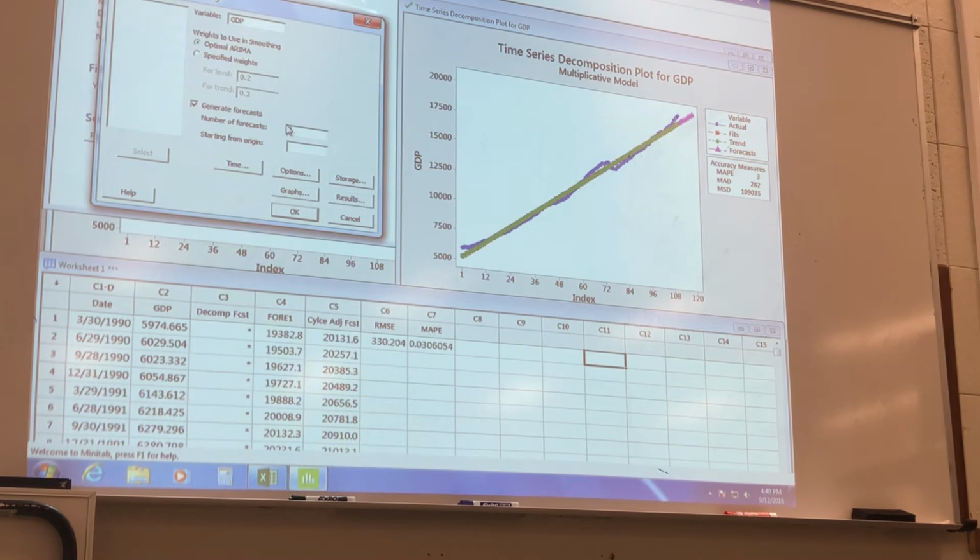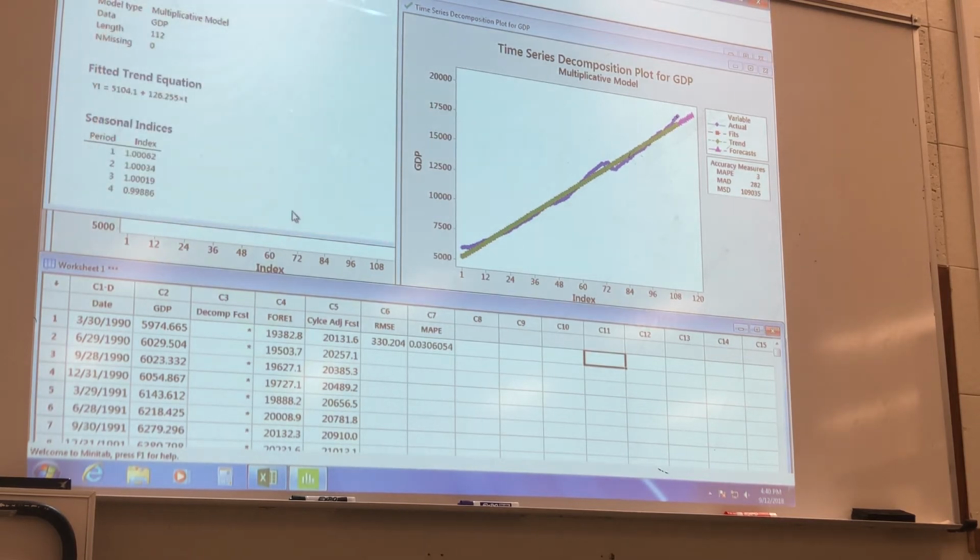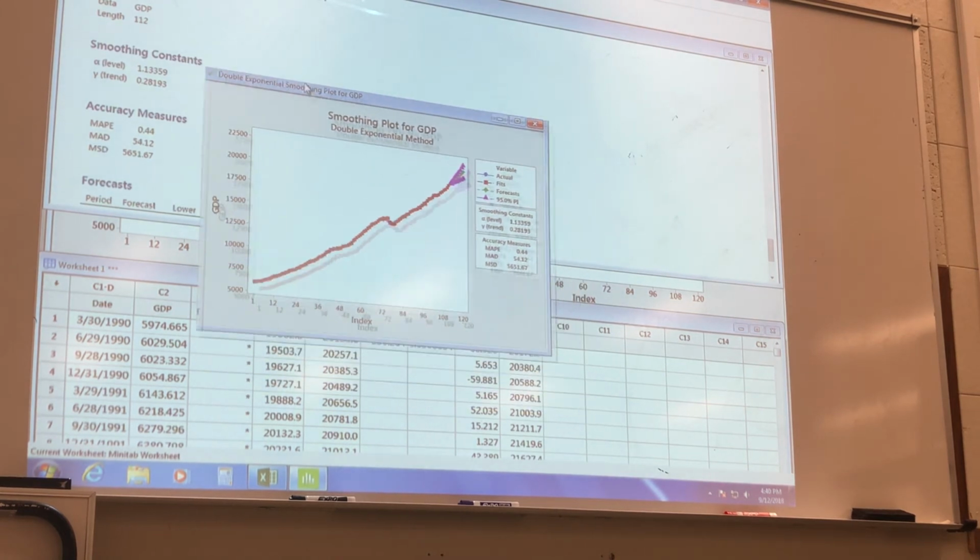8. Storage for residuals and forecasts. Okay? That's all I want you to do. And you press the button, press another button, and this is what you get.